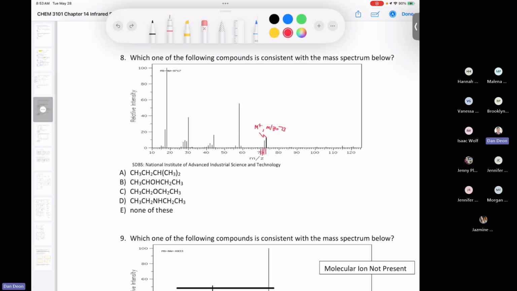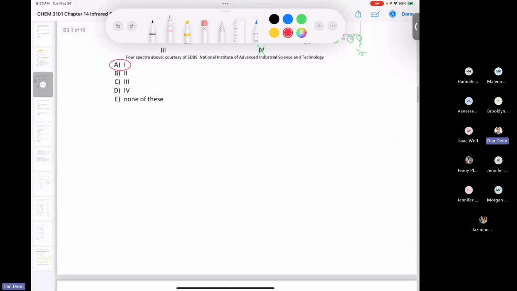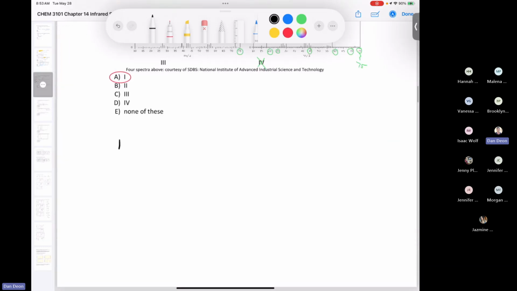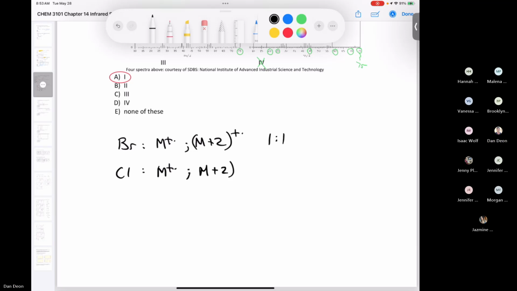Somebody asked me, do you have to just remember the relative abundance of certain elements? Yes, there's two that you have to remember, okay? You have to remember that bromine gives you a molecular ion and M+2, in a ratio of 1 to 1 approximately. And you have to remember the chlorine and its M+2 have a ratio of about 3 to 1. Okay, those are the two you have to remember.